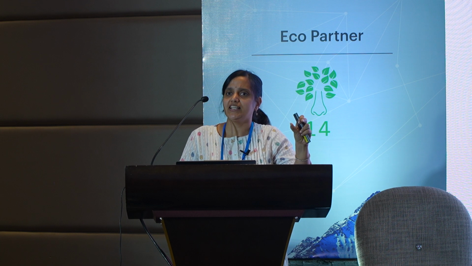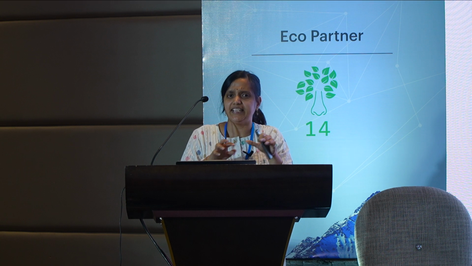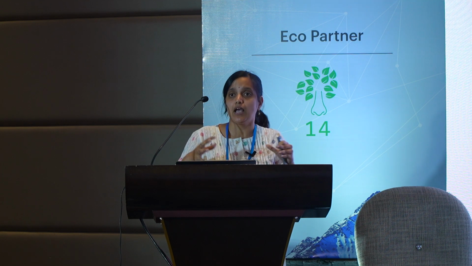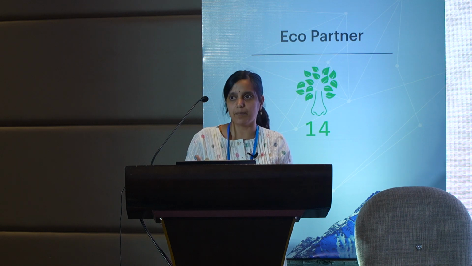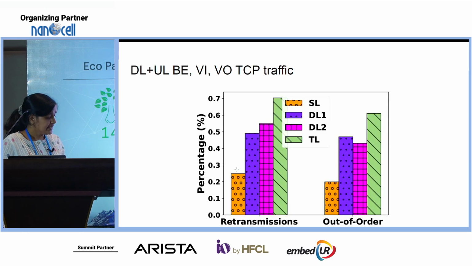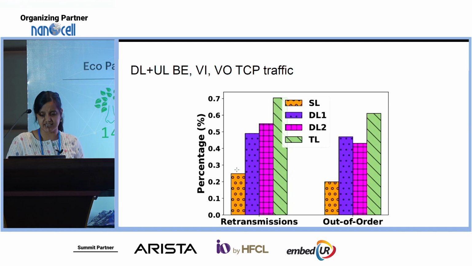Because if there are homogeneous links, then these links in simulation are ideally similar, whether 2.4, 5 or 6. When they are heterogeneous, more such latency differences are coming out of the different channel bandwidths I have. Similarly, retransmissions and out of order packets also, I am seeing that it is increasing.